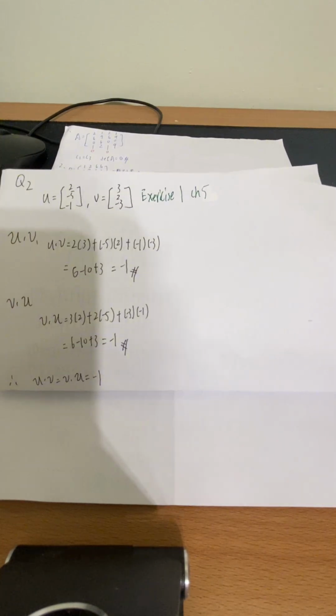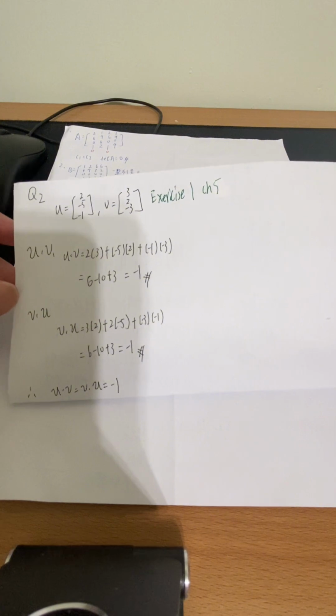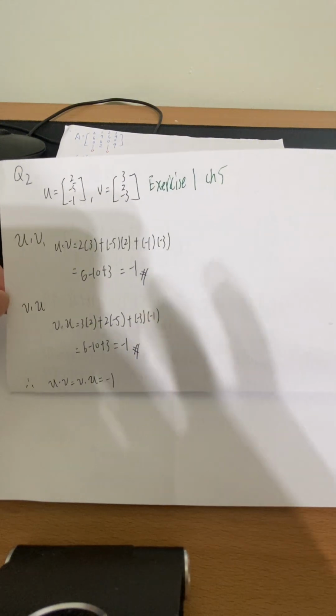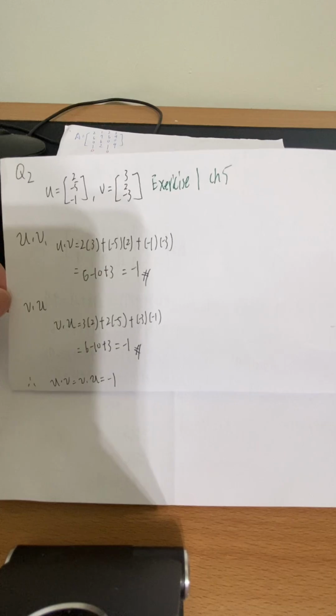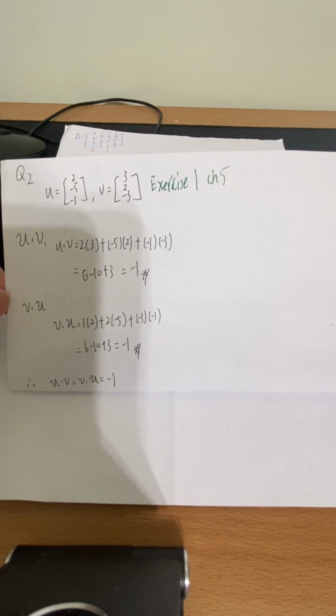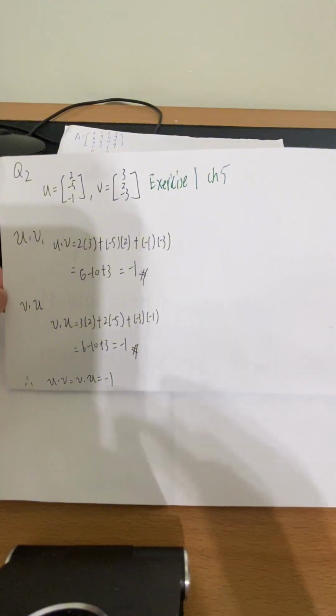Now we calculate V dot U. This result is also negative 1. Thus, U dot V equals V dot U. This shows that the dot product satisfies the commutative property.